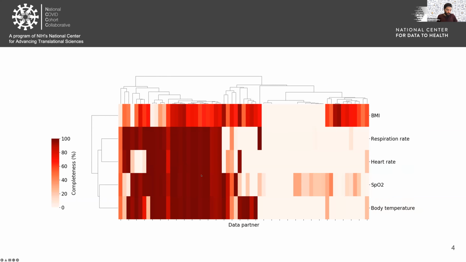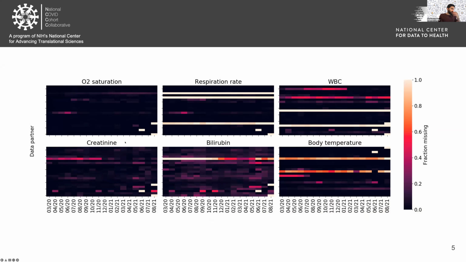Maybe you have a certain number of standard deviations above which you might filter out a data partner. But one thing that's interesting is if we have additional lab measurements like white blood cell count, bilirubin, creatinine, some data partners do have missingness all across the board. So the fraction of missingness is very close to or equal to 1. But in other cases, you see interesting things.